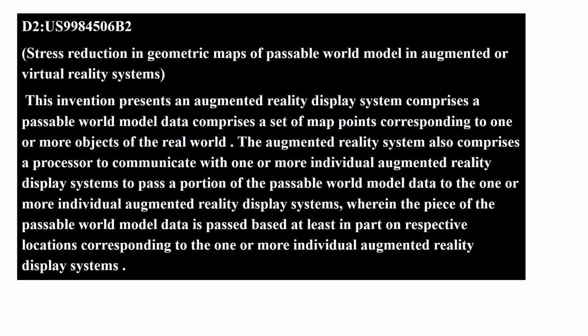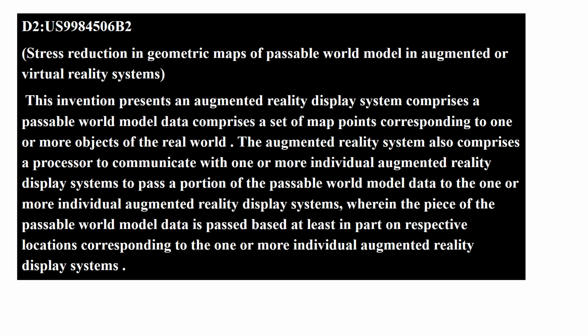Then there is another document, the stress reduction D2 document, which has the number US 9984506B2: Stress reduction in geometric maps of passable world model in augmented or virtual reality system. This invention represents an augmented reality display system comprising passable world model data, comprising a set of map points corresponding to one or more objects of the real world.